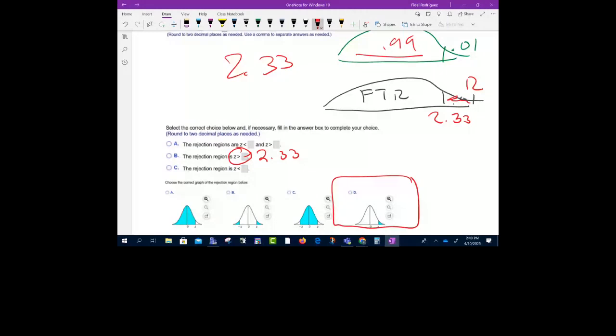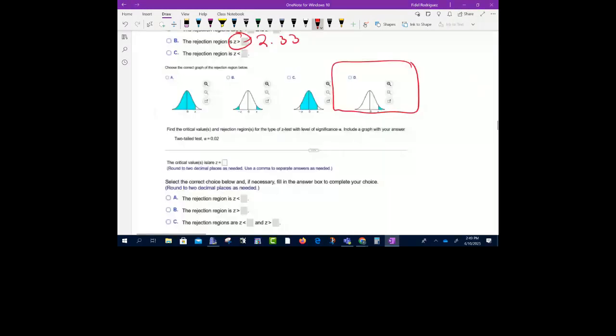Let's do this, y'all. We're going to go real slow here. Let's find our critical values and rejection areas for the type of test we got here. Look what we have, y'all. We got a two-tailed test. So this is what you're asking about right now.